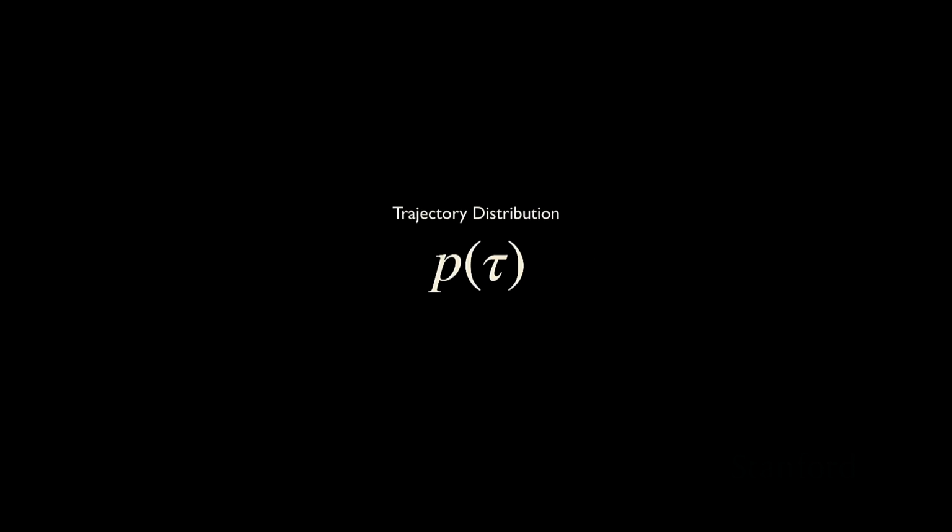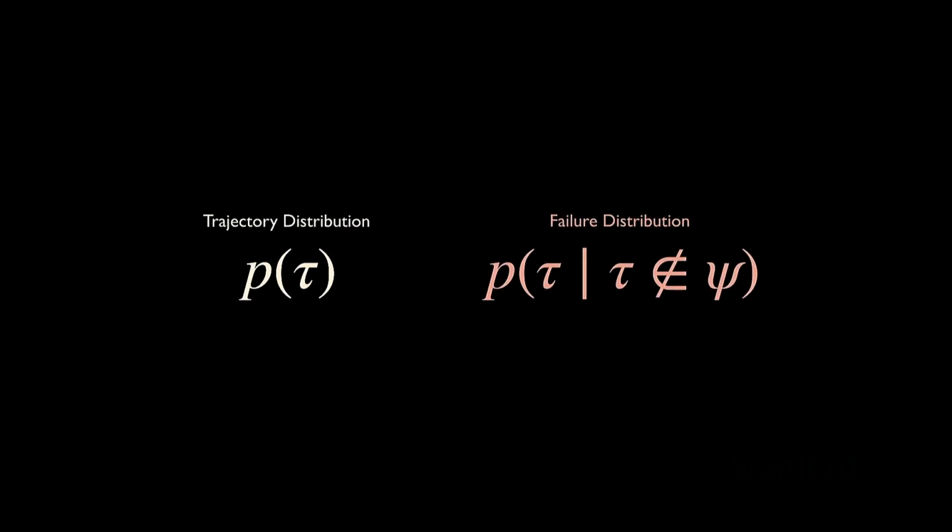Let's talk about mathematically what the failure distribution actually is. In previous lectures, we've talked about the trajectory distribution, which, given a trajectory, tells us how likely that trajectory is. This is basically the distribution over all possible trajectories we might observe. We're going to extend this to the failure distribution by creating a conditional probability. The failure distribution is this probability conditioned on the fact that tau is a failure, that our trajectory is a failure. If you remember, the notation tau not in psi just means that tau is a failure.